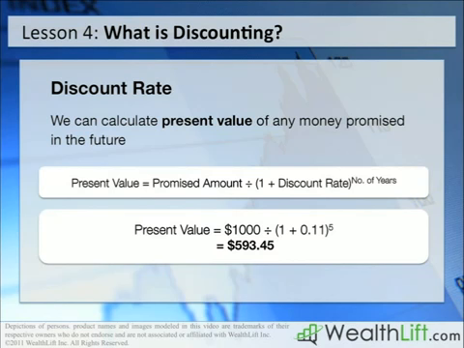A promise of $1,000 in 5 years' time means I miss out on getting interest on that $1,000 in the meantime. And I also take on the risk of not actually receiving the money when payment is due. Therefore, I only value the payment at $593.45 today. $593.45 is the present value of the payment, and $593.45 is the most I should be willing to pay to receive this $1,000 payment in 5 years' time.